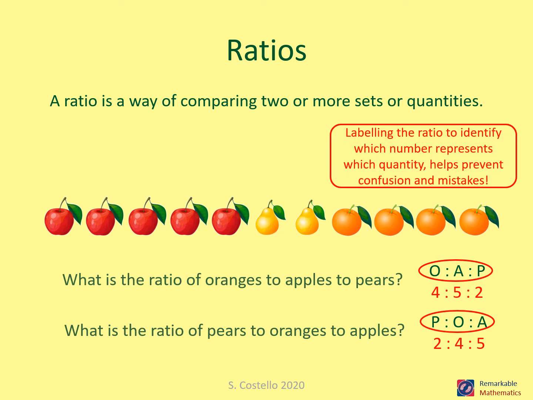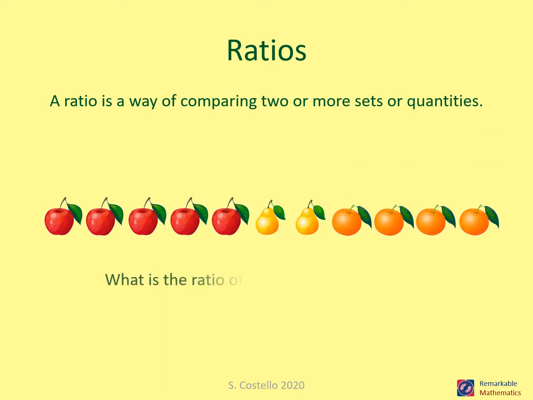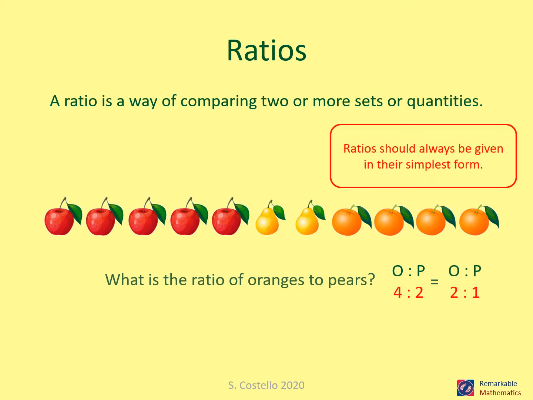Labeling the ratios to identify which number represents which quantity helps prevent confusion and mistakes. You don't have to do it, but it's a really good idea to do it. What is the ratio of oranges to pears? 4 to 2, which simplifies to 2 to 1. Ratios should always be given in their simplest form. So in the same way as we always cancel down fractions, if we've got a ratio, we always simplify it.